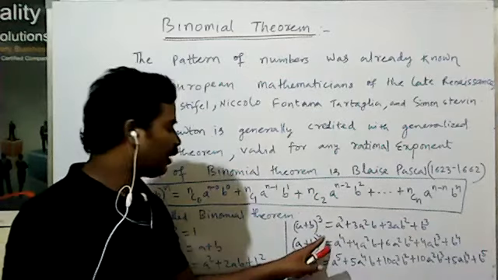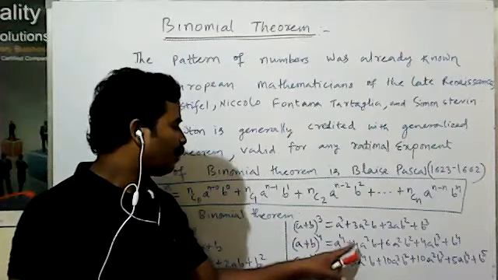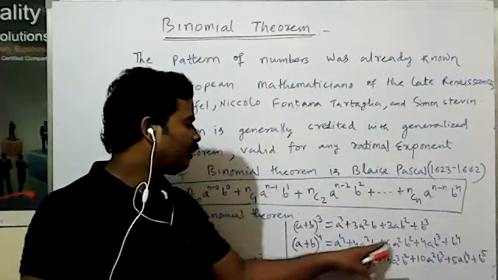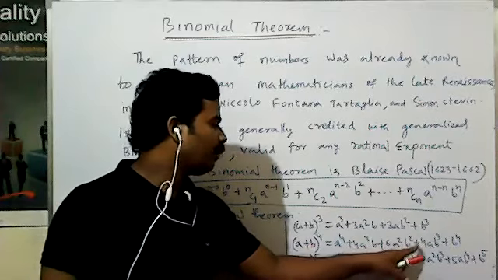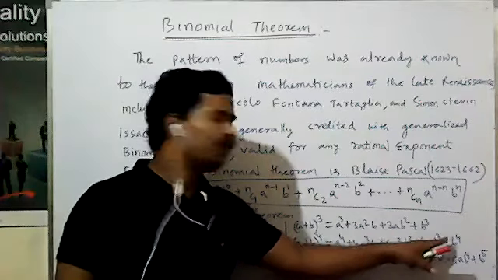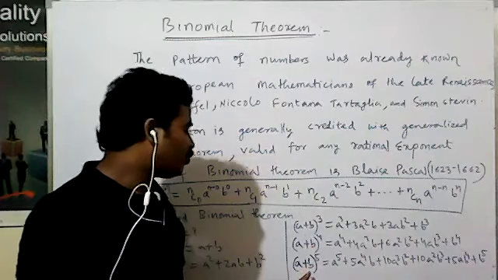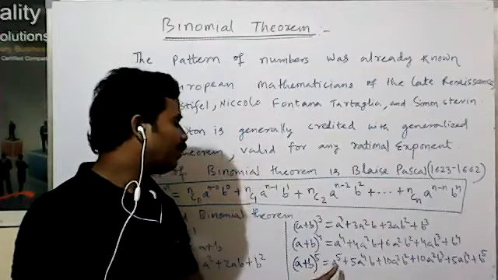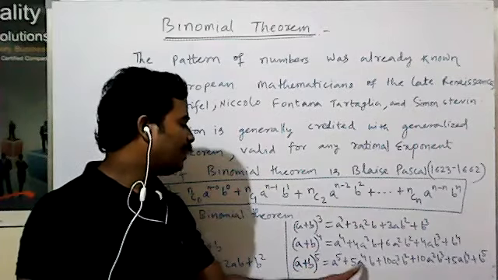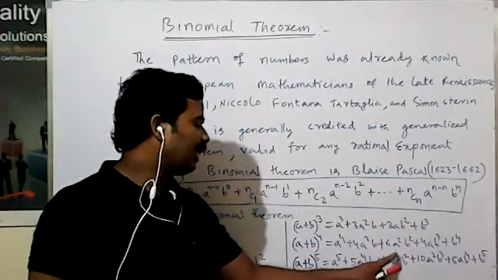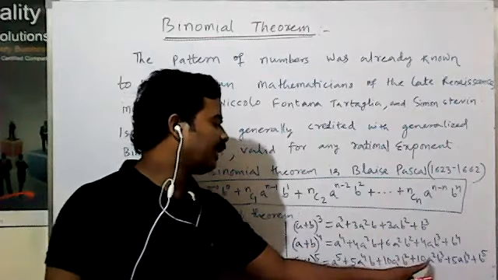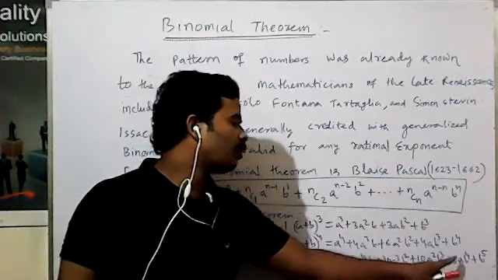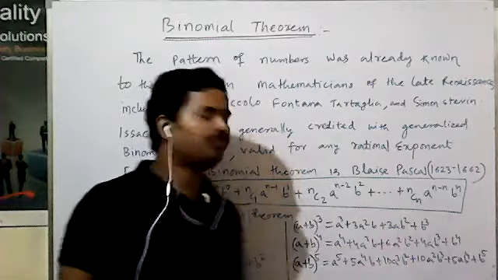A plus b to the power 4 is a to the fourth plus 4 a cube b plus 6 a square b square plus 4 a b cube plus b to the fourth. A plus b to the power 5 is a to the fifth plus 5 a fourth b plus 10 a cube b square plus 10 a square b cube plus 5 a b fourth plus b fifth.